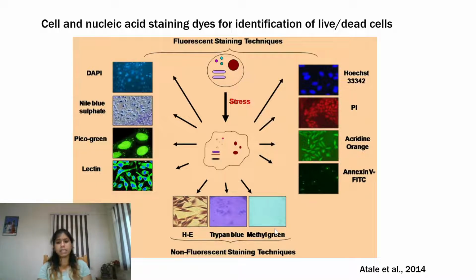Similarly, HE staining and methyl green are all different cell staining techniques that are non-fluorescent. There are also fluorescent staining techniques. Like I said, DAPI is a very commonly used fluorescent staining technique. Similarly, PI is also a commonly used staining technique.